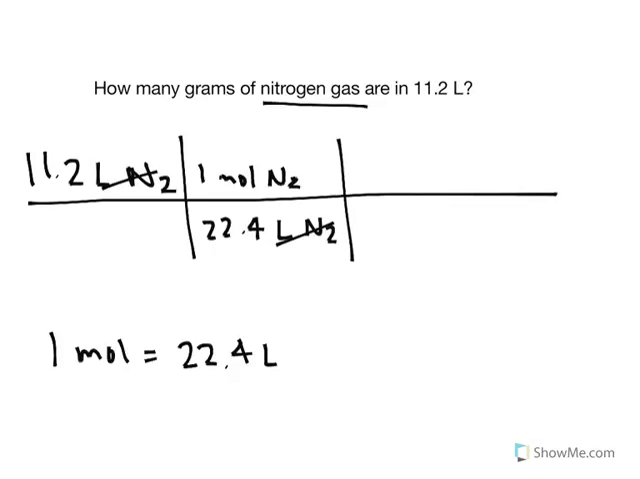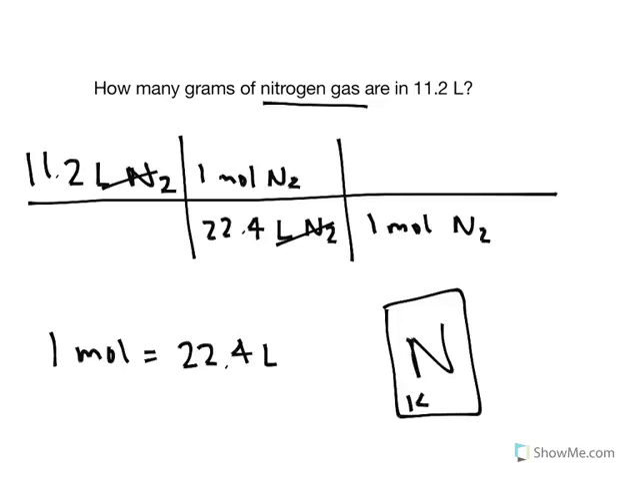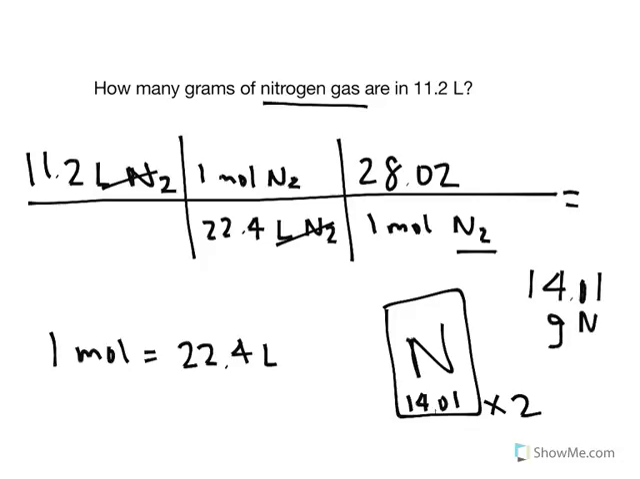Now we're in moles of N2, but I want grams. And every 1 mole of N2, if we look at the periodic table, nitrogen has an atomic mass, or molar mass, of 14.01 grams per mole. But because it's N2, we have to multiply that times 2, so we get 28.02. So then when you do the math, you get 14.01 grams of nitrogen, which this is grams of nitrogen. Moles cancels out.